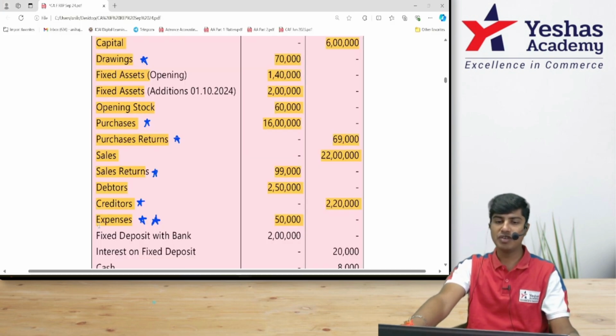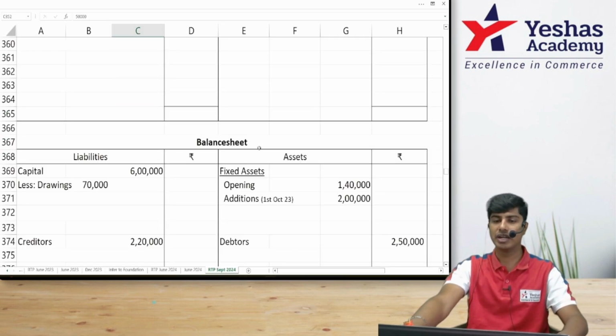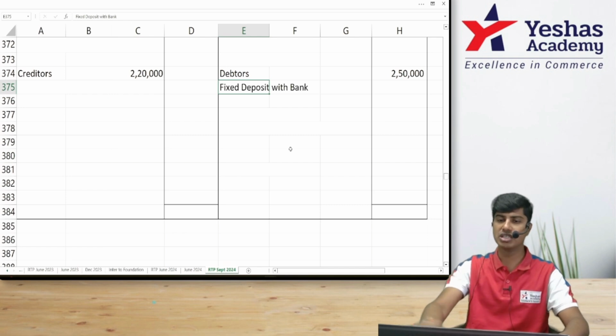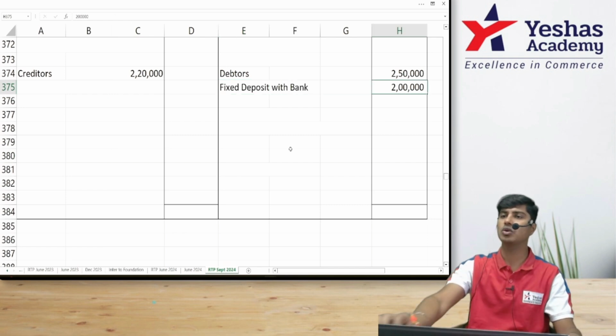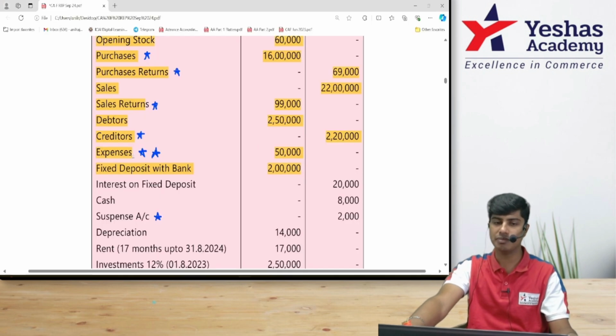After 50, fixed deposit with bank. What is fixed deposit with bank? Asset. Where do I write this fixed deposit with bank? Balance sheet, asset side, 2 lakh. I would write in my balance sheet as fixed deposit with bank, 2 lakh rupees. Got it? After fixed deposit of 2 lakh, what is the next item?